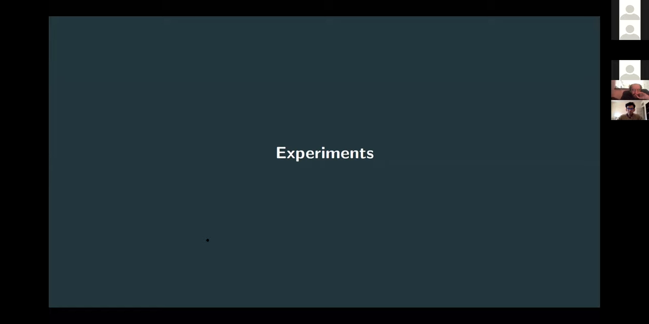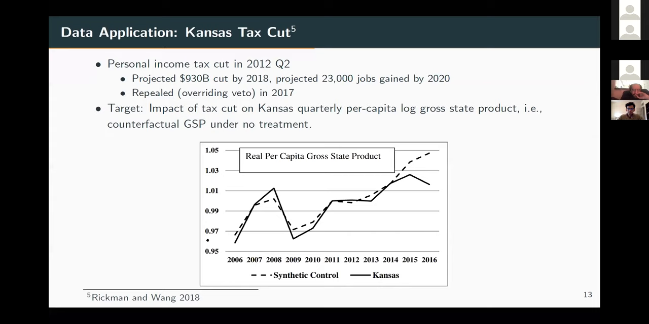Okay, so thanks to Brian for leading me into my next slide. There are a lot of canonical examples that people have studied in the panel data setting. The one that I'm going to talk about here is a tax cut adopted in Kansas in 2012. In 2010, Governor Sam Brownback was elected in Kansas as a Tea Party candidate, in response to what was going on in the U.S. preceding 2010. And in early 2012, he encouraged the Kansas state legislature to adopt a massive personal income tax cut.